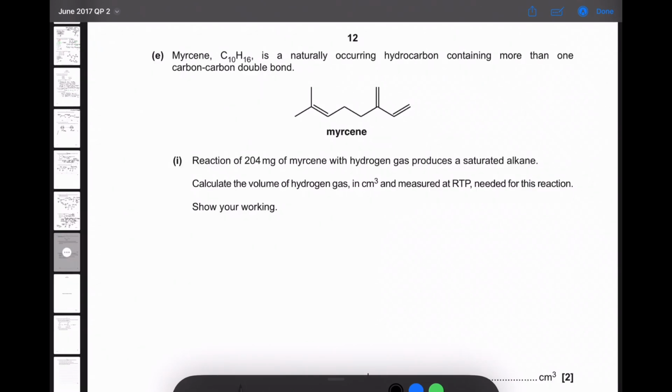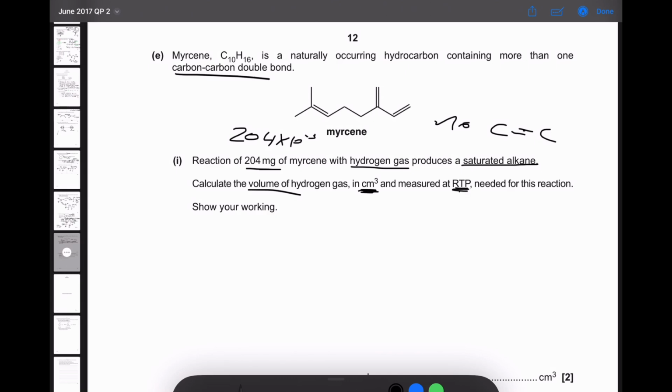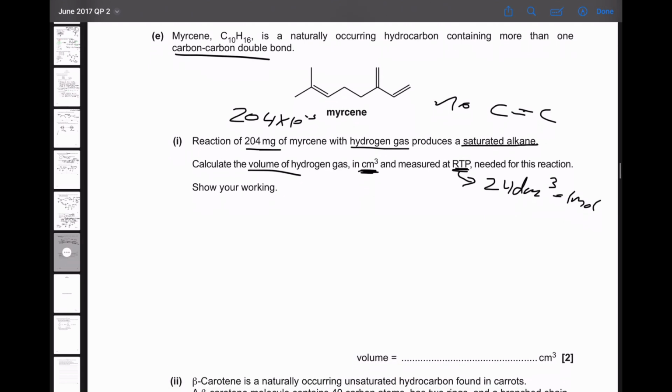Myrcene is a naturally occurring hydrocarbon containing more than one carbon-to-carbon double bond. Reaction of 204 milligrams, so straight up write that as 204 times 10 to the minus 3, reacts with hydrogen gas and produces a saturated alkane, and that means that there's no C to C double bonds. Calculate the volume in centimeters cubed, that will be important, at room temperature and pressure. Well, what does room temperature and pressure tell us? It's 24 decimeters cubed is equal to 1 mole of gas. So let's be sure to show our working.